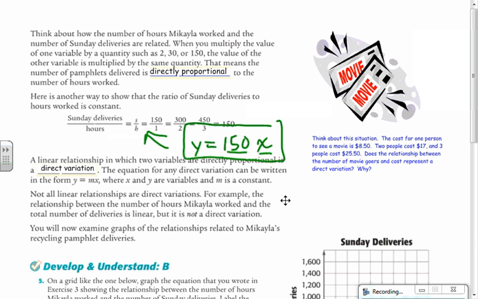The equation for the other situation, the total number of deliveries, remember, was y equals 150x plus 350. When you get a situation like that, that's not a direct variation. Okay, so this is a direct variation. That is not. All right, let's take a look at some other problems. Let's go to the next page.